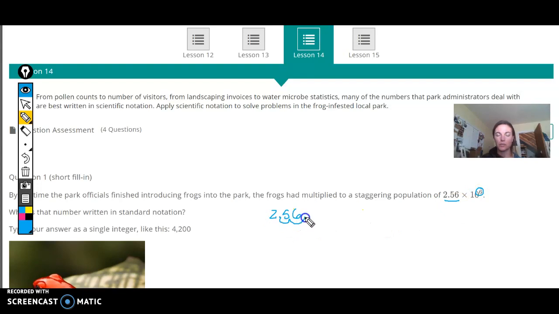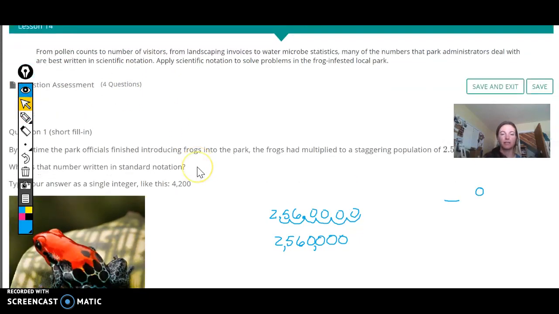1, 2. Now we're at a place where we have to add zeros. 3, 4, 5, 6. So I have to add zeros in every single one of those. So this then becomes 2,560,000 frogs. That is a lot of frogs.